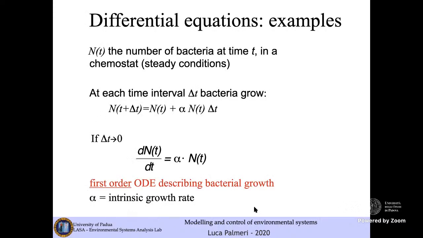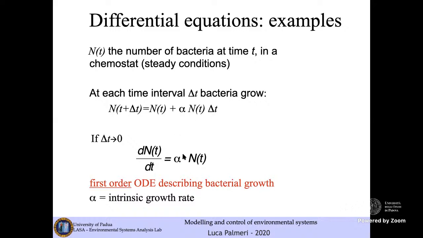So this differential equation, a prototypical differential equation, is what we have obtained by trying to describe what is happening in a chemostat in which a colony of bacteria grows. We simply write that at time t plus delta t, where delta t is the time needed for the bacteria to split, the number of bacteria is equal to the initial number plus a constant, the intrinsic growth rate, representing the speed at which bacteria grow, times the time interval.